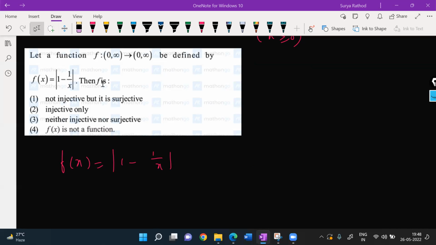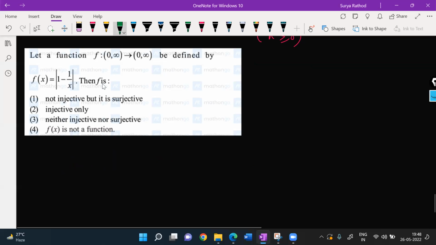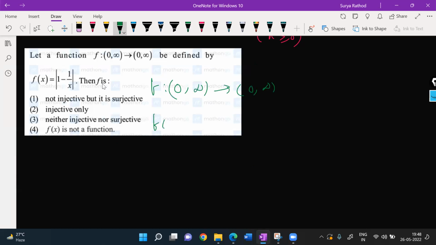First of all, check whether it is a function or not. It is a very interesting question. Let's see how many of you are going to give the answer. Function is a mapping from 0 to infinity to 0 to infinity. F of x is given as modulus of 1 minus 1 by x. Whether it is a function or not, check. See, it is not a function, first of all.